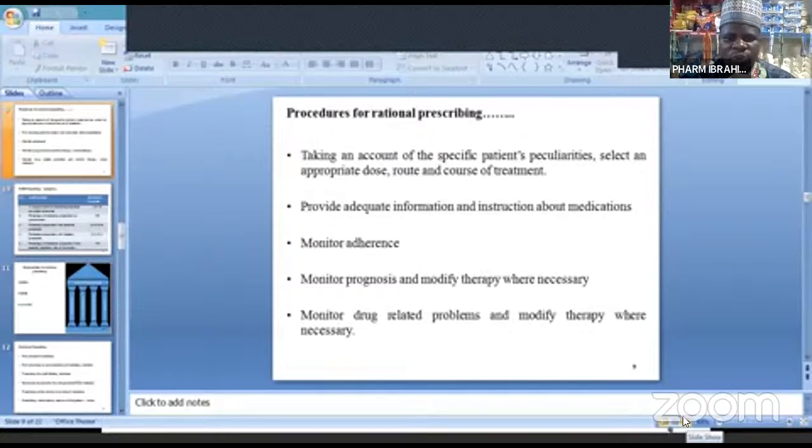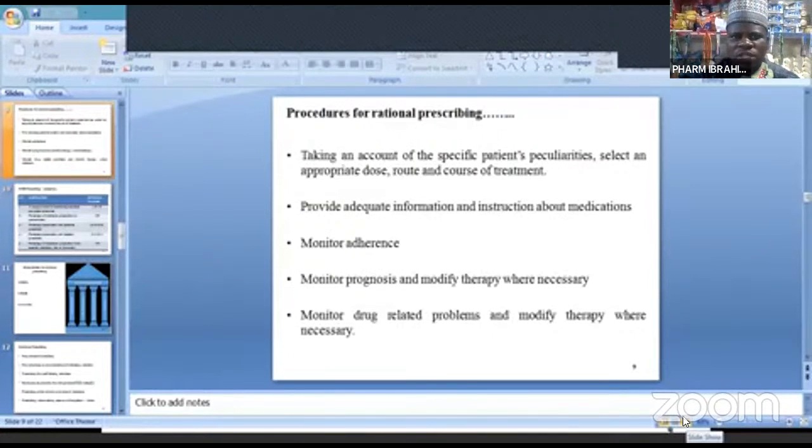Then we have percentage of medicines prescribed from the essential medicine list. We all know that essential medicines are medicines that meet the priority healthcare needs of a population. And of course, if you want to ensure rational medicine use, then the prescribed drug should be from the essential medicine list or a hospital formulary. According to WHO, all drugs prescribed should come from the essential medicine list.